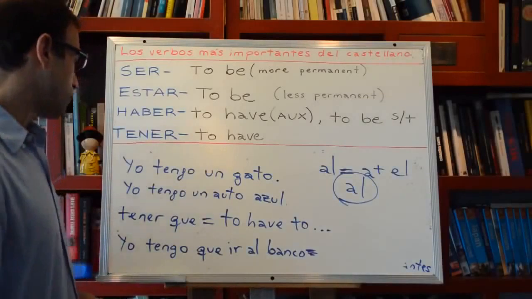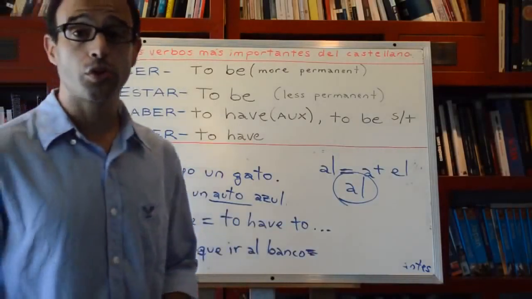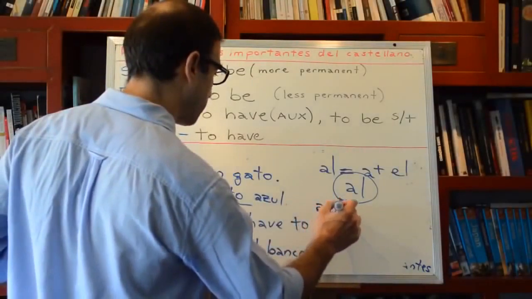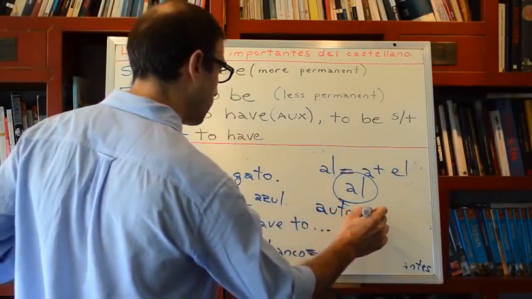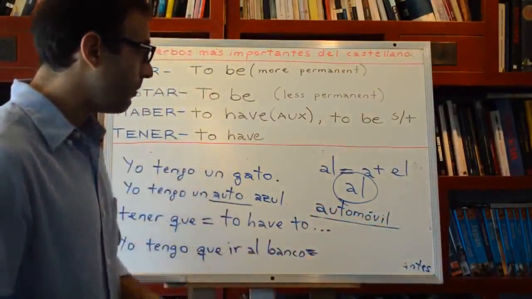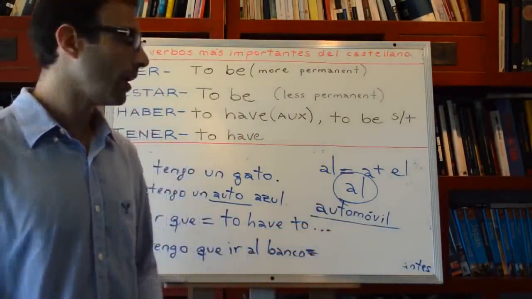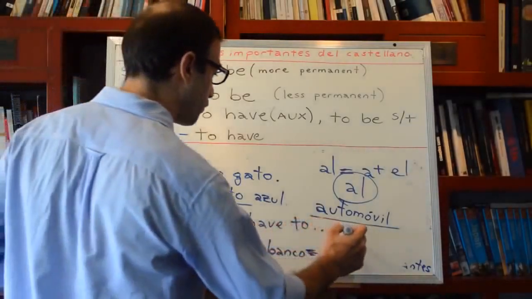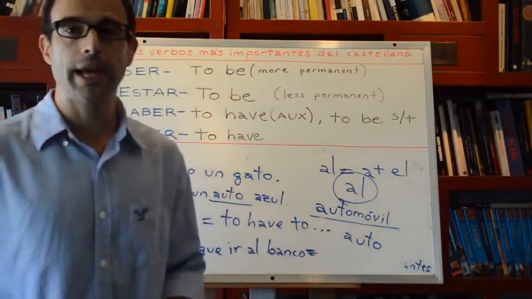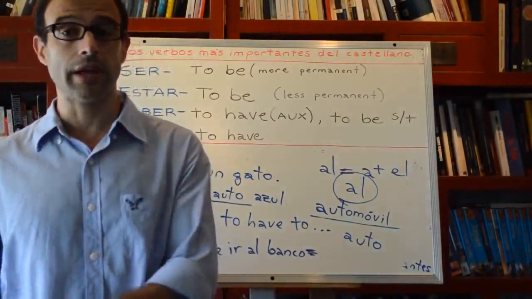But let me make one observation here. The word auto for car. Auto is a short form for automóvil, okay? Automobile, right? Automóvil would be the full word. However, even though automóvil is still used in Spanish and it's correct, we always use simply the word auto, okay? Right? So same like plane and airplane, okay? We usually use plane for airplane, okay?